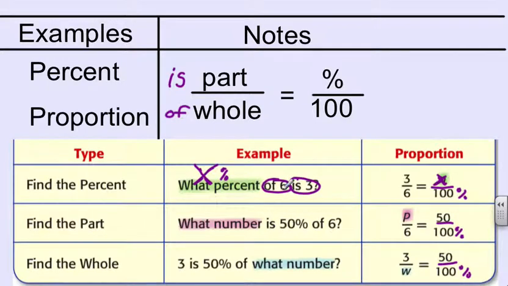What percent of 6 is 3? 3 is the part we're trying to find, or 3 is part of that. I'm going to put it on top. And 6 is the whole amount. So this is just how to set up the proportion.